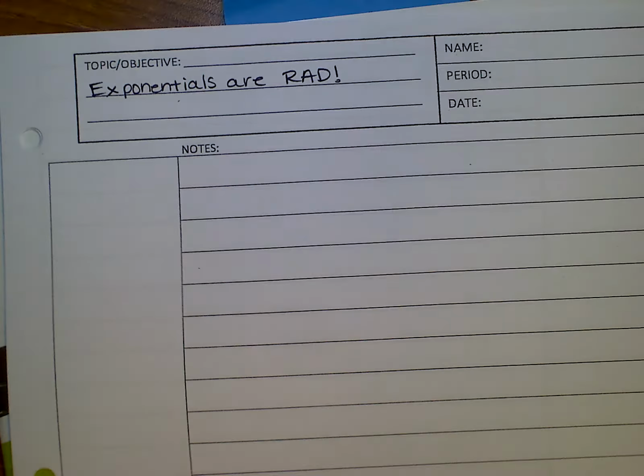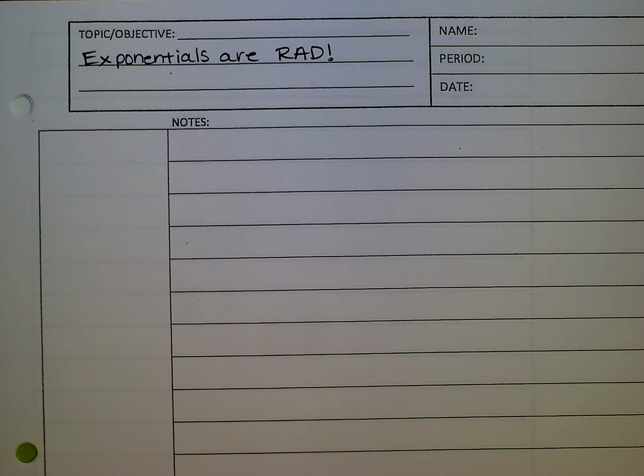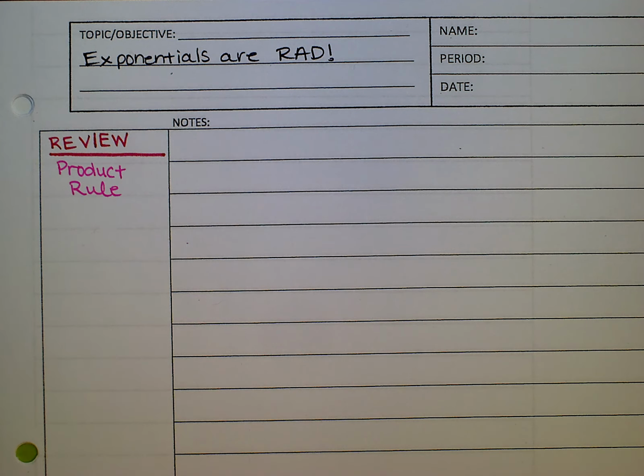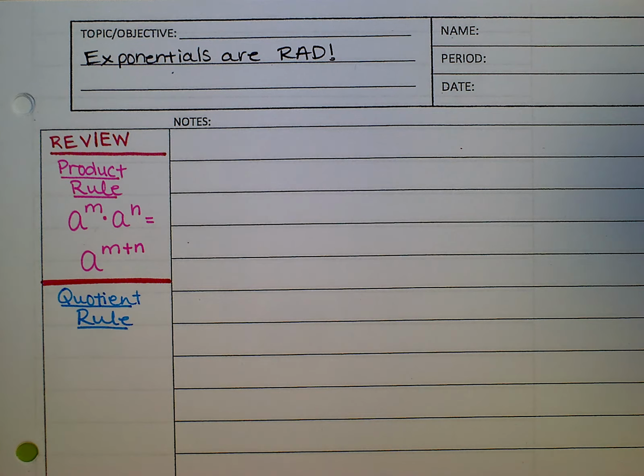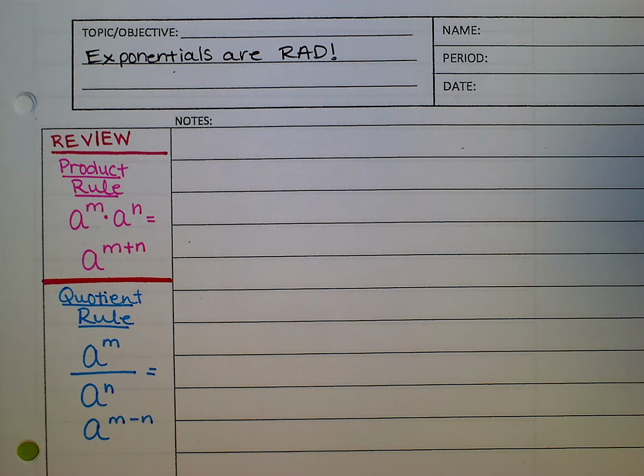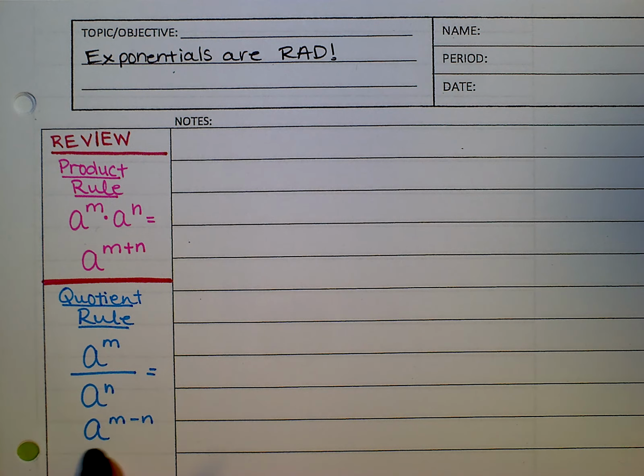Today we have our exponentials, and I would like to once again review the last few rules that we have. We have the product rule, and that says a to the m power times a to the n power is equal to a to the m plus n power. Next we have our quotient rule, and it says a to the m power over a to the n power equals a to the m minus n power.